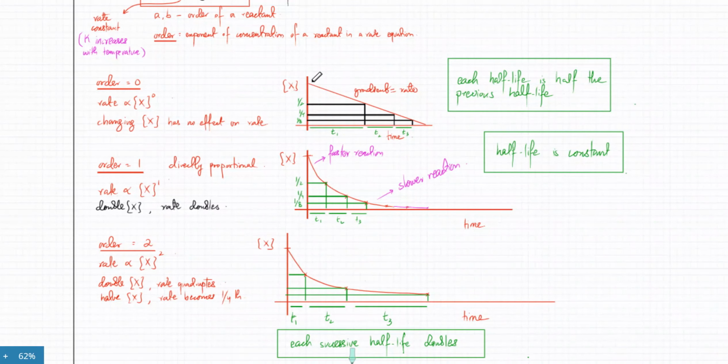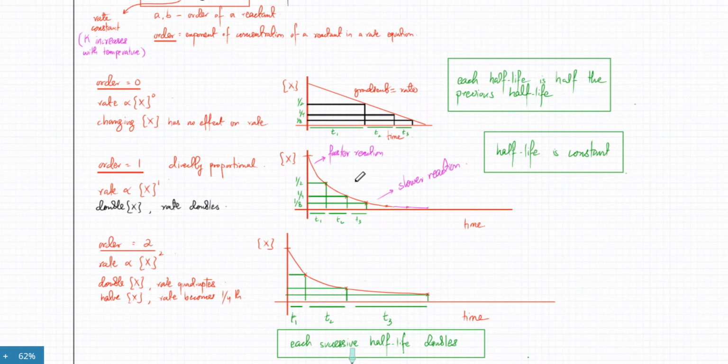So if the reactant concentration is decreasing, and it's decreasing with constant speed, that is zero order. Reactant concentration always decreases, but if it decreases at constant speed, that means the rate doesn't change. The speed or the gradient remains constant.